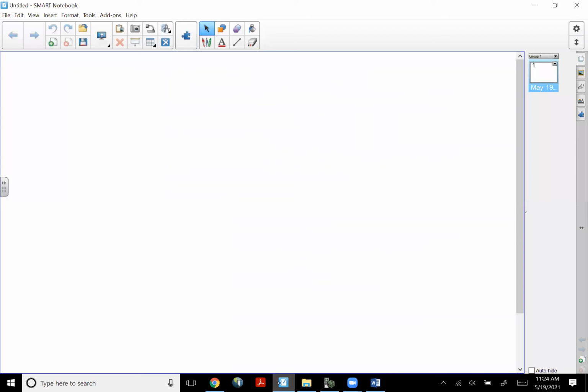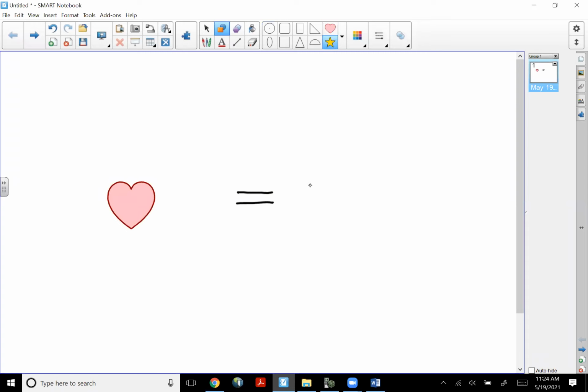So, for example, if I draw an equal sign here, and I'm going to get my heart. Let me see if I can move this. If I got a heart right here, a star right here, and some bling bling over here.